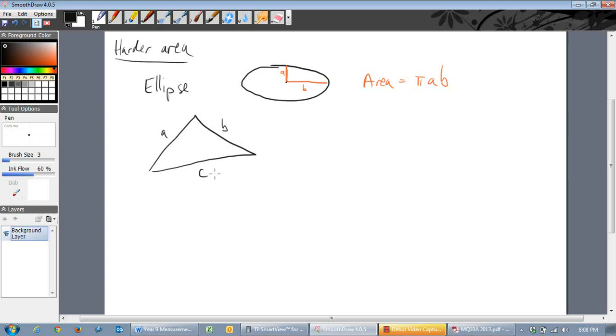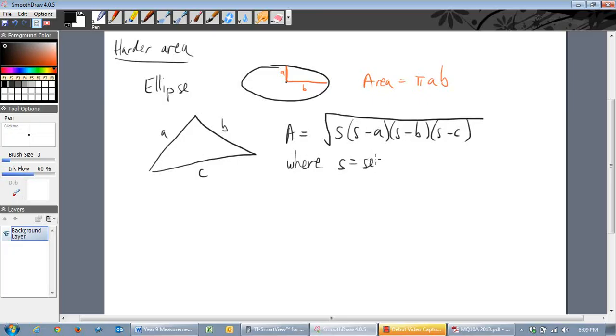So let's just say you only know the three sides of a triangle. Then the area of this triangle will be equal to this. It will look intimidating, but don't be. Square root of, you'll notice it's big, S times S minus A, S minus B, S minus C. That's the area of this triangle, where S is the semi-perimeter. Semi means half, so semi-perimeter is just half of your perimeter. The perimeter here is A plus B plus C, so you just divide that by 2 to get the semi-perimeter. And this is called Heron's formula.